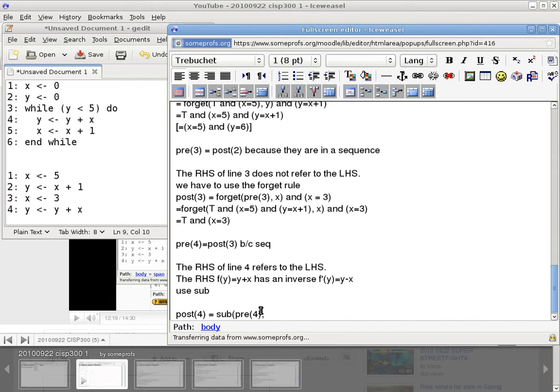We are looking for occurrences of what? Y. We're replacing each occurrence of y with what? F prime of y. Now I would not jump a step here. I would just say f prime of y. Do you know why?